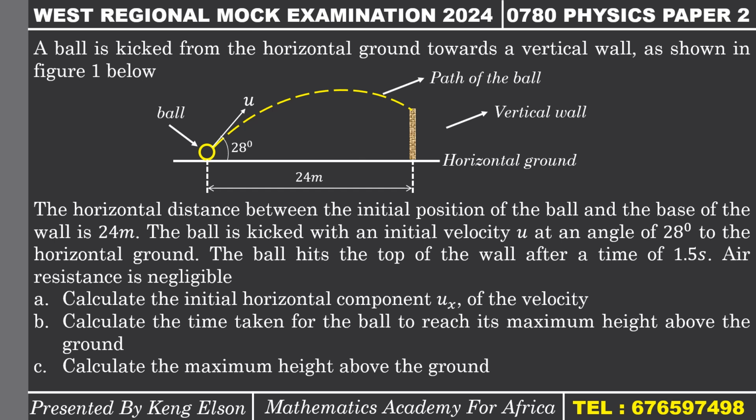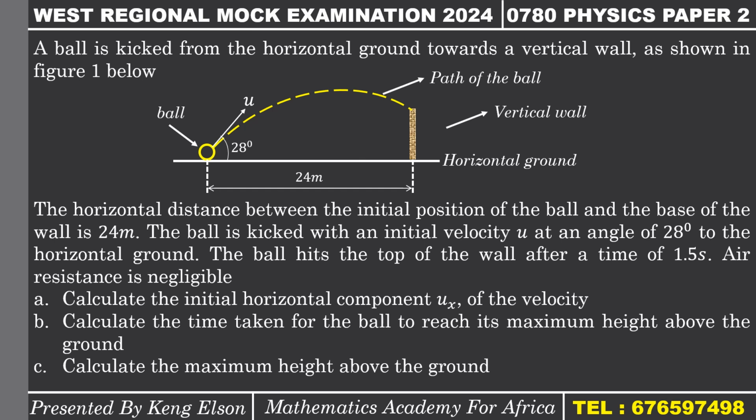So in this video we look at the West Regional Mock Examination of 2024 Physics Paper 2. We are going to be solving one of the interesting questions that was there in section A, a question from projectile motion. The question reads, a ball is kicked from a horizontal ground towards a vertical wall as shown in the figure 1 below. That is the figure.